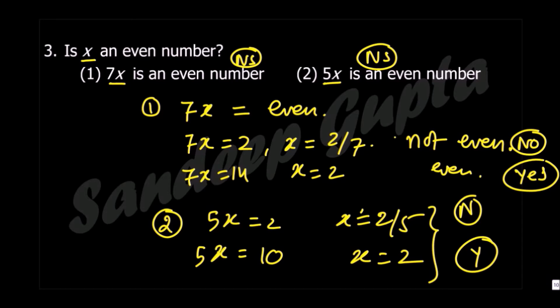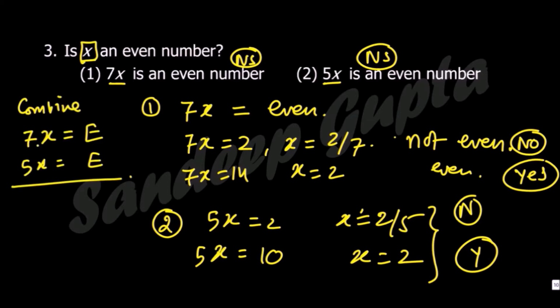So now what should be my next step if the first statement is not sufficient and the second statement is also not sufficient? Obviously, I should combine. So which mathematical operation will be the best to apply here? If I add, I'll increase the size. 7x plus 5x is 12x. If I multiply, it will become x square and so on. It is not going to be useful. If I divide, x will vanish. So the best mathematical operation to apply is subtraction so that we reduce the size.